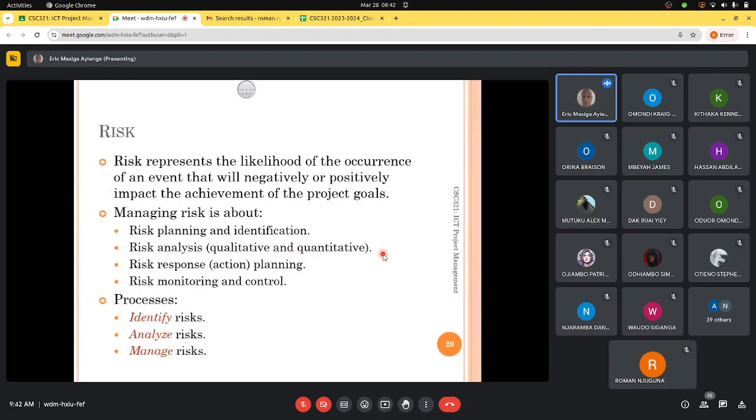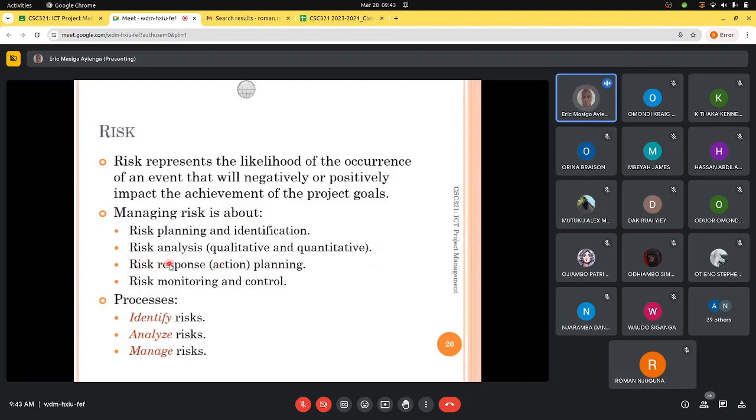Most of the time, risk analysis is qualitative. In other words, you cannot put a numerical value to it. Quantitative, you can put a value to it, like if this happens, I'm going to lose this. I'm going to delay the project by this many weeks. I will be forced to incur this expense.